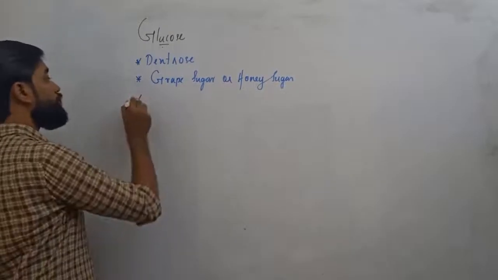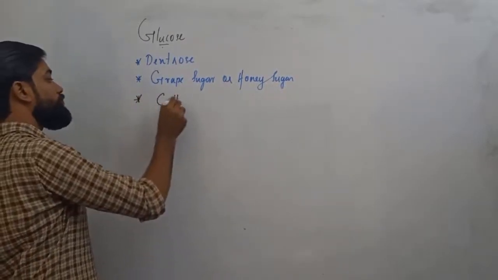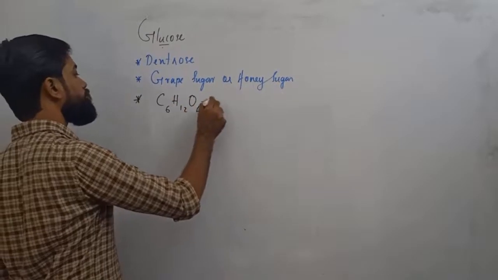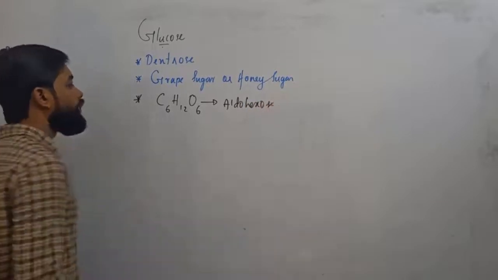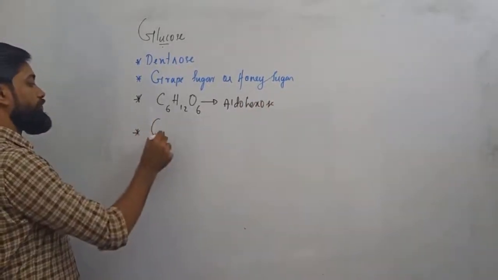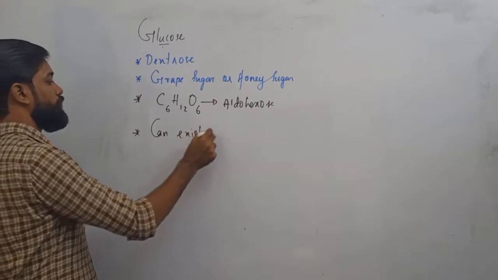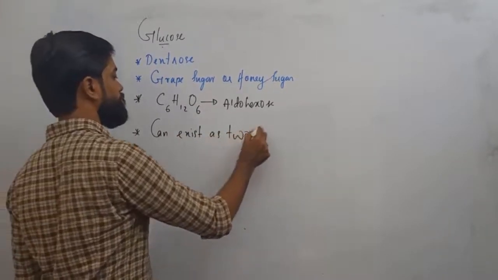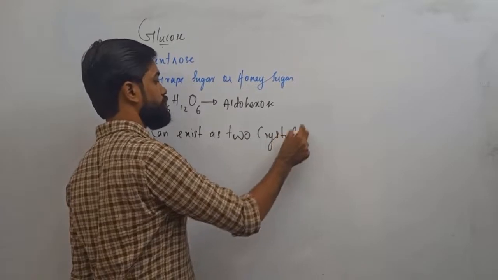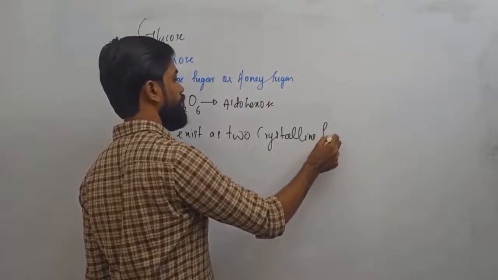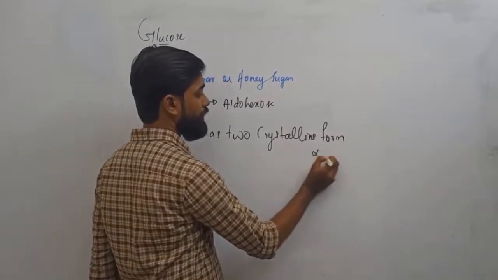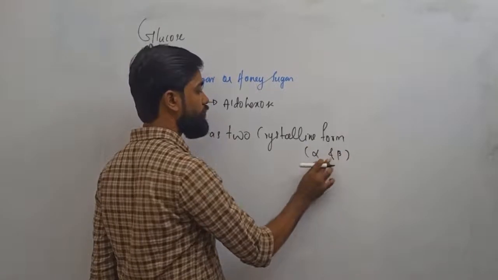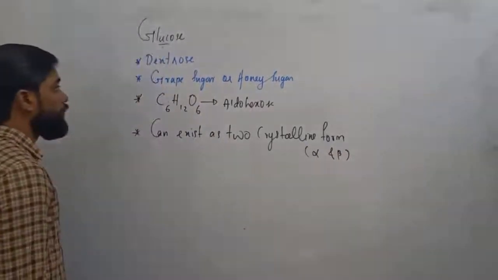Next, glucose has the formula C6H12O6. Glucose is an aldohexose. Glucose can exist in two crystalline forms, alpha and beta. We will explain the difference between alpha glucose and beta glucose.